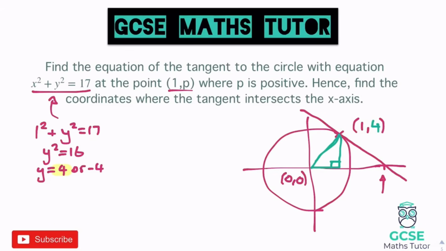We will have a look at this last step though at the end, the coordinates where the tangent intersects the x-axis. That's going to be our final step, but first if we find the equation of that tangent, we'll be able to use that to find that intersection point with the x-axis there. So following our normal steps, let's find the gradient.